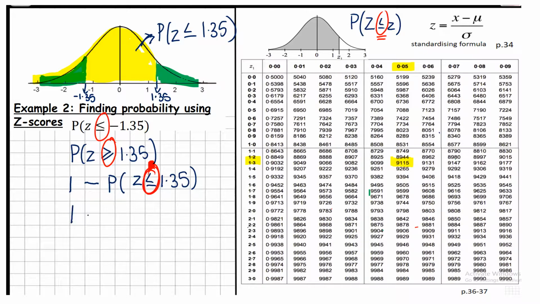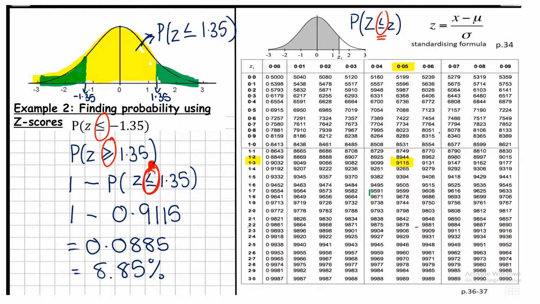So I have 1 minus the probability that Z is less than or equal to 1.35, which is 1 minus 0.9115. So that gives me 0.0885, which means that is 8.85%. So 8.85% lies in this section here, where Z is less than minus 1.35.